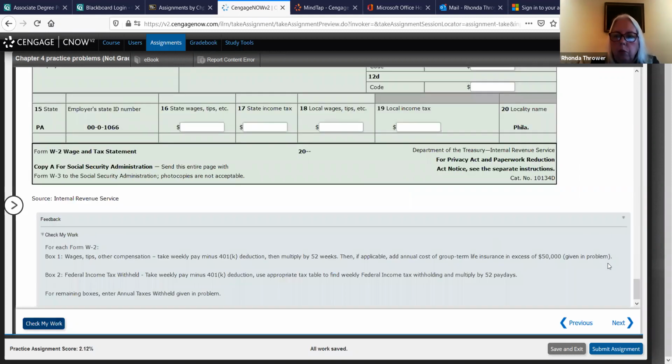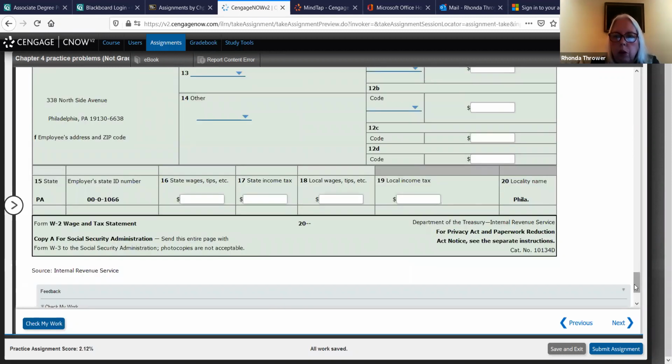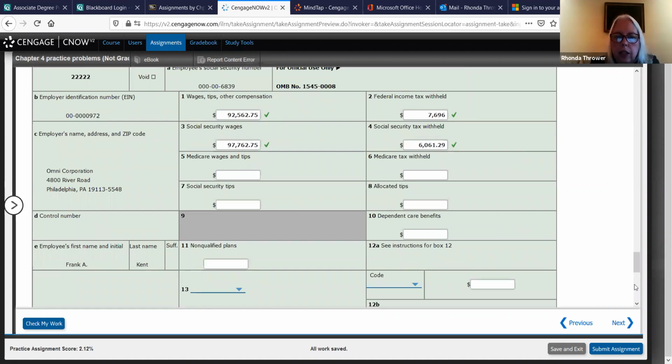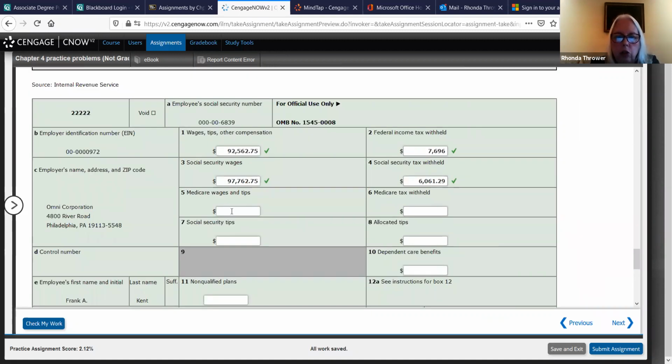Check your work just to make sure that you have brought it down correctly. And then your Medicare wages and tips are going to be the same as your Social Security wages, $97,762.75.